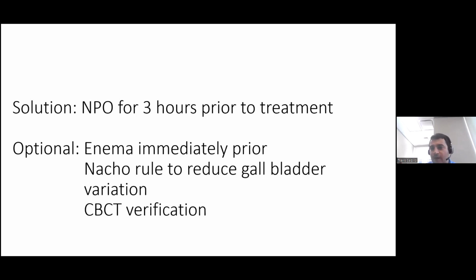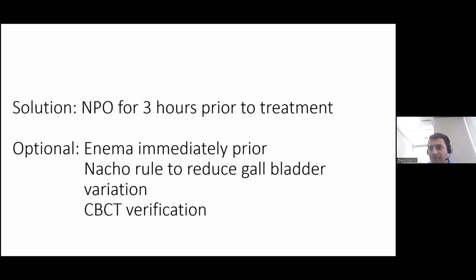Other options that I've seen here at MD Anderson at our clinic, especially for prostate treatment, we'll often implement an enema. We'll give the patients an enema before they get on the table. That helps clear out any potential waste in their rectal area, and so that gives a more reproducible setup.